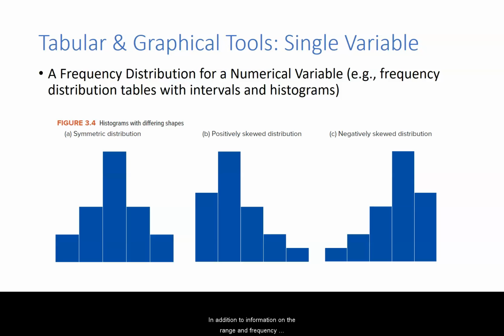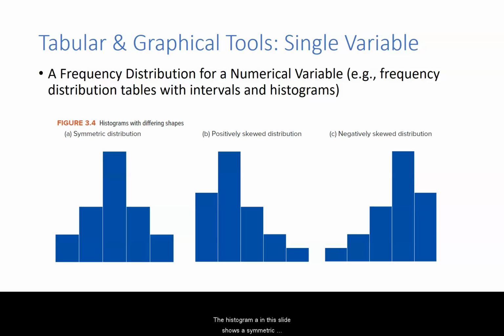In addition to information on the range and frequency distribution of a single numeric variable, the histogram also provides information on the shape of the distribution, which in some cases can be very important to data analytics. The shape of the distribution can be categorized as either symmetric or skewed. A symmetric histogram is a mirror image of itself on both sides of its center. It would create a bell-shaped curve that is called normal distribution.